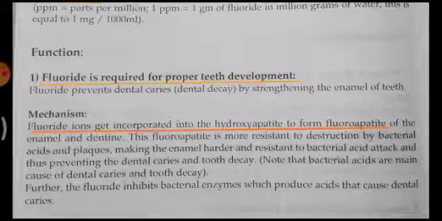The fluoroapatite is more resistant to destruction by bacterial acids and plaques, making the enamel harder and resistant to bacterial acid attack, and thus preventing dental caries and tooth decay. This fluorine is also available in toothpaste, so that by brushing, the fluorine content of the paste is going to protect our teeth from bacterial attack.